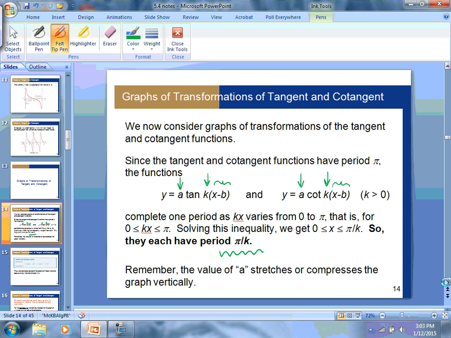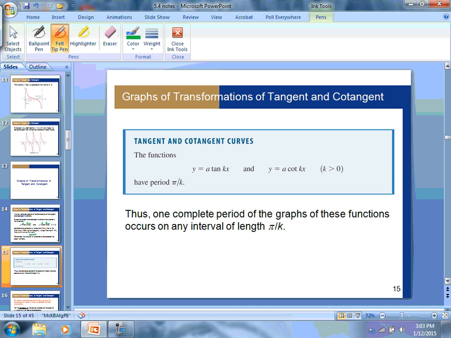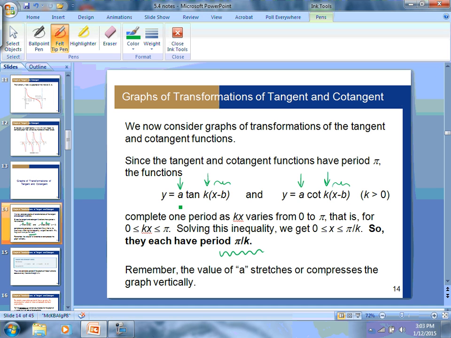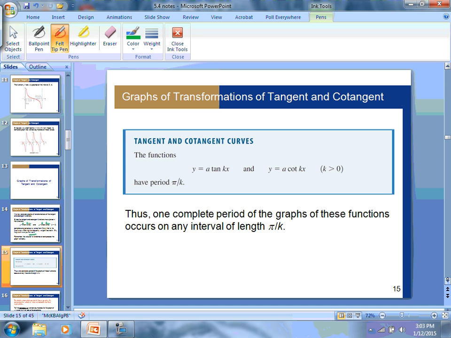Okay, so this is just the basic function. I like the way it's written on this page a little bit better because they have the x minus b value in there. Okay, and again, remember that our period is going to be pi divided by k.